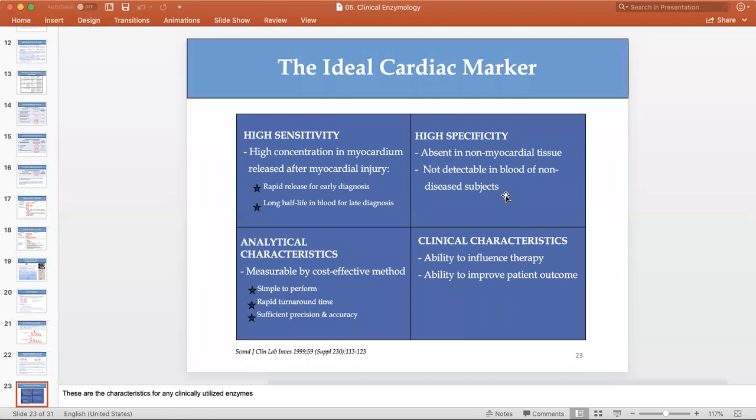If a marker is increased and it is highly specific, then it should indicate to me that this marker is specific for the heart. So that's why it is highly specific. So we talked about high sensitivity, high specificity.